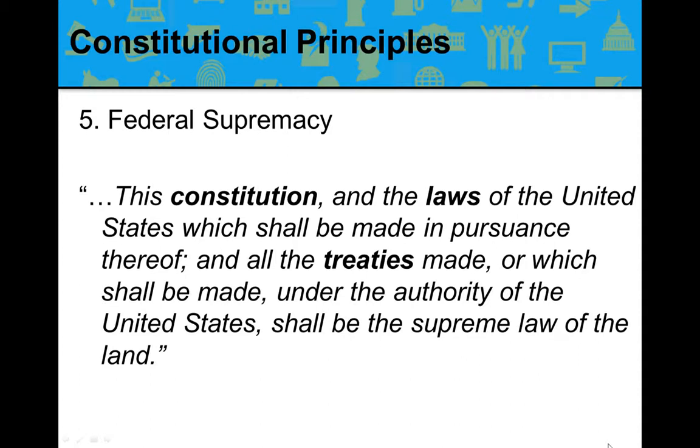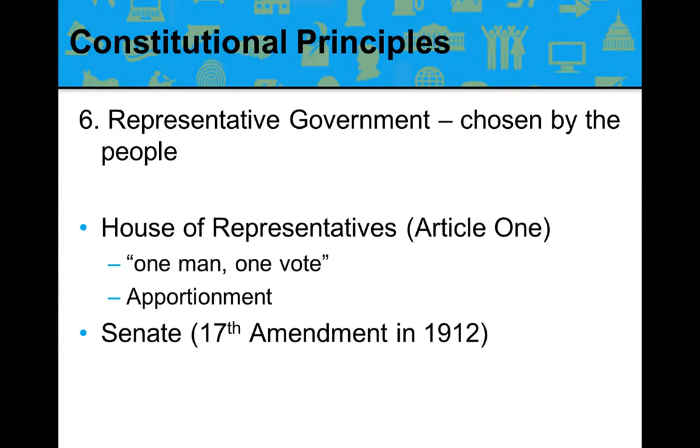Therefore, if there is a provision in a state constitution or state laws that conflicts with the federal Constitution, then those are going to be deemed unconstitutional and therefore invalid. So federal supremacy: the Constitution, laws of the United States, and treaties made by the United States are the supreme law of the land. All right, a sixth principle is the fact that we have representative government that is chosen by the people. And it's expressed in Article 1 of the Constitution, which requires that all representatives in the House be chosen by the people, and in the 17th Amendment in 1912, which made senators elected by the people.